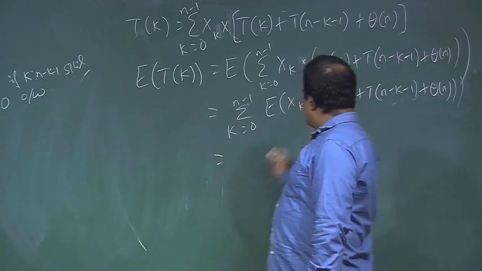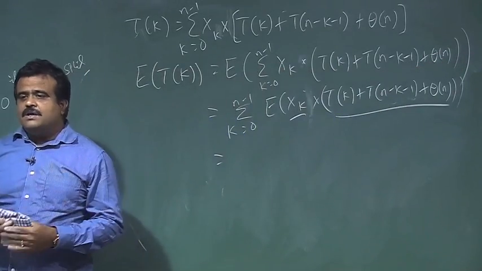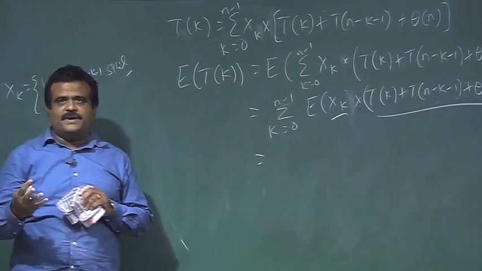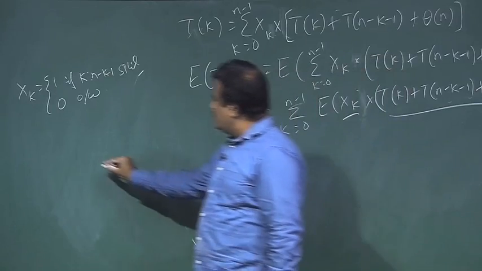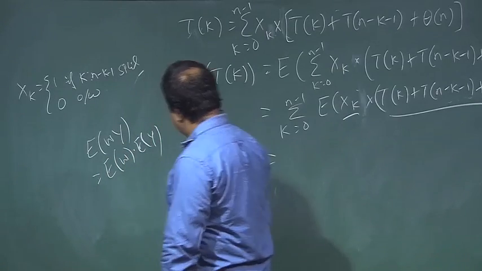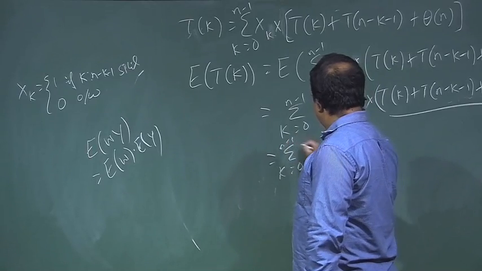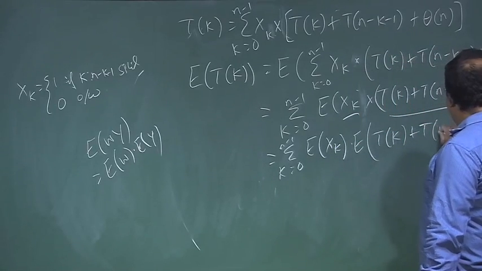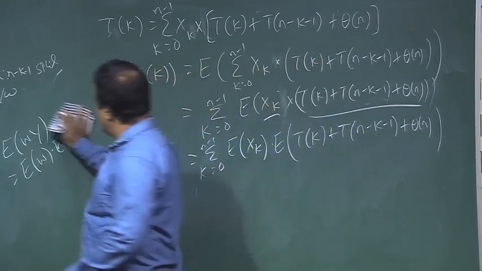Now, if we take these two to be independent random variables, why does the independence come from this? We are choosing a random number for choosing the pivot element, and in every subsequent step we have to choose again. If those choices of random numbers are independent, then we can say these are independent. If two random variables W and Y are independent, then the expectation of their product is the product of their expectations. This property is there in probability theory. So, by that assumption we can write this as the summation for k equal to 0 to n minus 1 of the expectation of Xk into the expectation of this term, T(k) plus T(n minus k minus 1) plus theta of n.